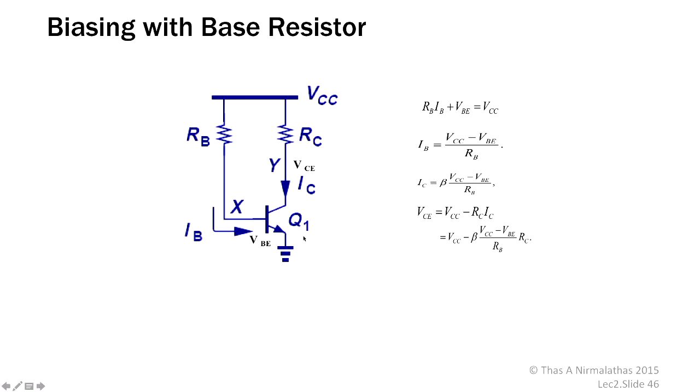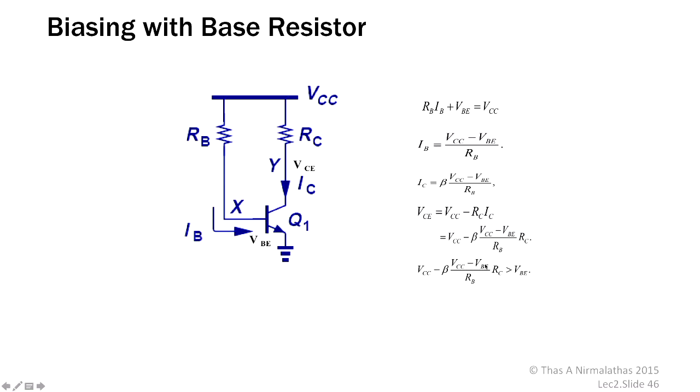In order to make sure that your transistor is in the reverse bias region, your VC, this voltage, should be more than the base. Then only this will be reverse biased. So we make a condition: this VC should always be greater than VB. So that is a condition.